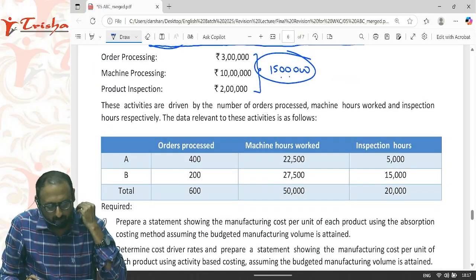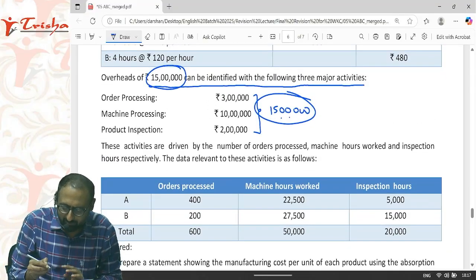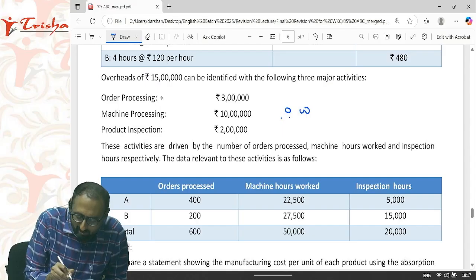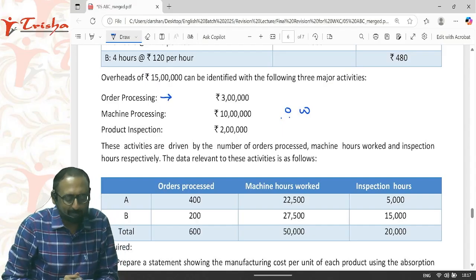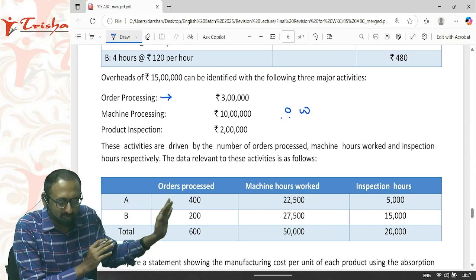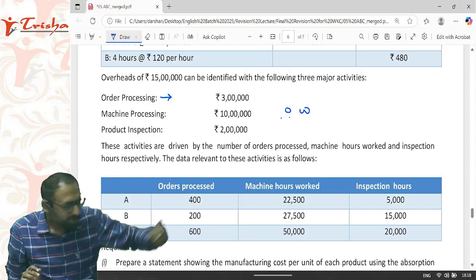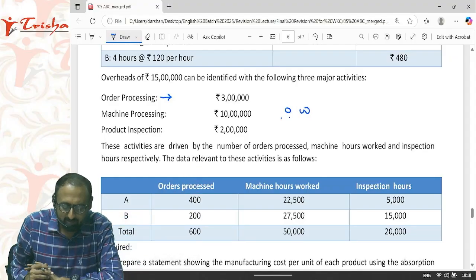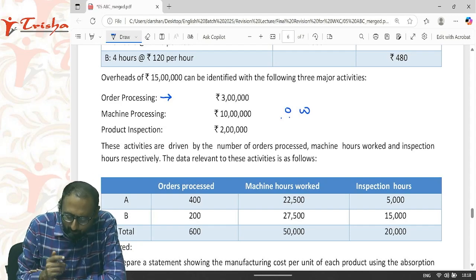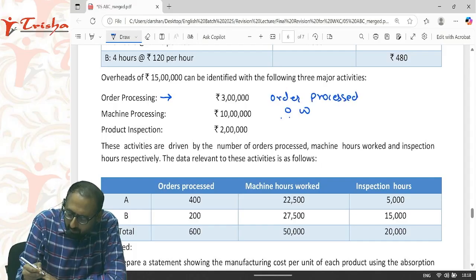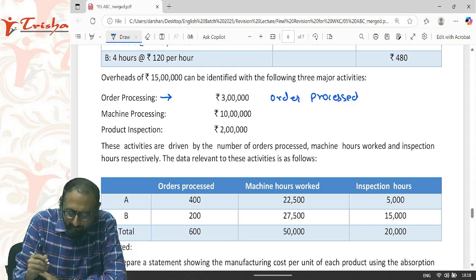Next one. Sirji, now you tell me, match the pair quickly: for the first, order processing, which is the appropriate cost driver? See the next table. Order process given, machine hours worked given, inspection hours given. Sirji, please tell me, which is the appropriate rate for order processing? Is it order process? Yes or no? It is your order process. Let's go to the next part, sirji.